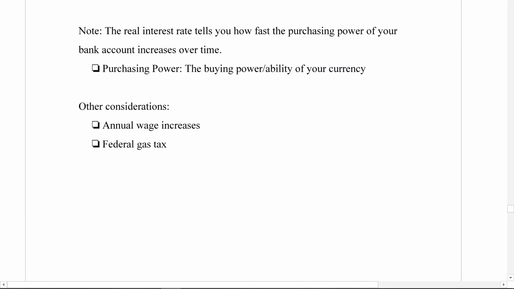Okay, and so real interest rate tells you how fast the purchasing power of your bank account increases over time, the buying power of your currency. And again, for something like your annual wage increase, if the inflation rate is equal to 2% per year, and your raise is equal to 2% per year, your real raise is equal to 0, right? So you made 2% more this year, but everything costs 2% more. So in your purchasing power, you actually have no difference between this year and last year.